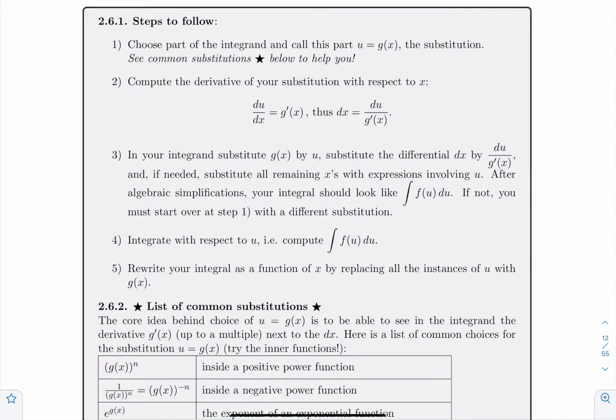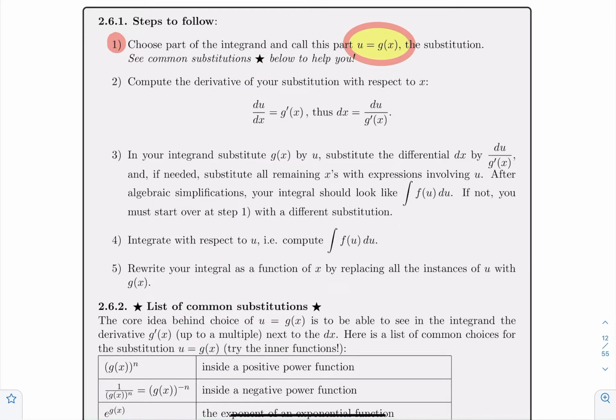So the first part, and this is the critical part, is to choose part of the integral, and we're going to call that part u. Finding the right chunk of the equation and calling it u is, of course, very, very important. And here, I made a little table below of the common substitutions that we use in an integral, like what part of the equation should we choose? And I'll talk about that table in a moment.